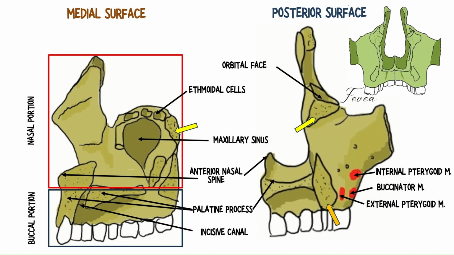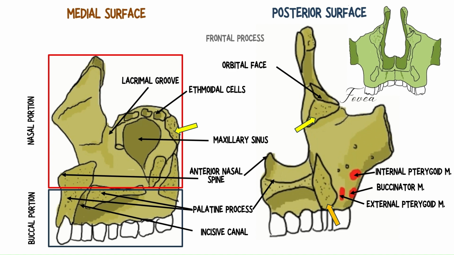Anterior to the maxillary sinus is the junction between the maxillary bone and the lacrimal bone. Together they form the lacrimal groove, a deep groove in front of the opening of the maxillary sinus, which takes part in the formation of the nasolacrimal canal. It opens into the inferior meatus of the nose and transmits the nasolacrimal duct.